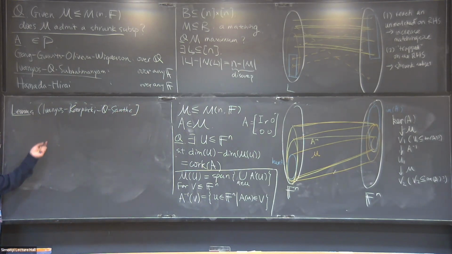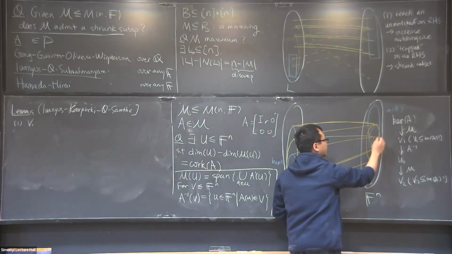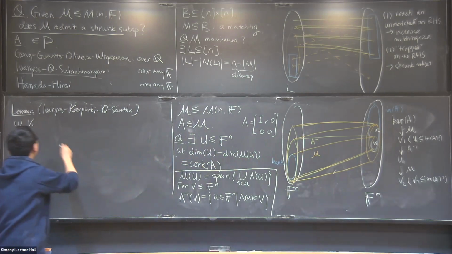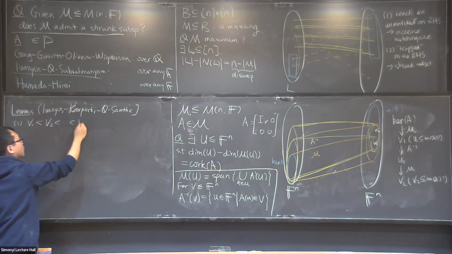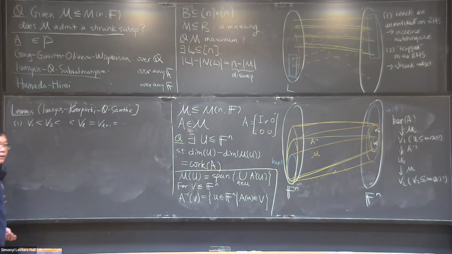So the first thing to notice is that you will essentially have V1. V1 is always on the right-hand side, right? This is V1, this is V2, and so on. You will first be strictly increasing, up to at some point you have VL, and then you start to stabilize. So this is the first observation.